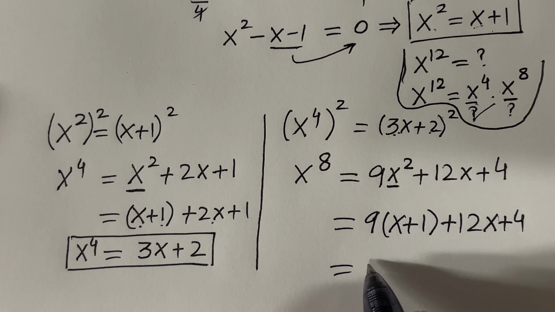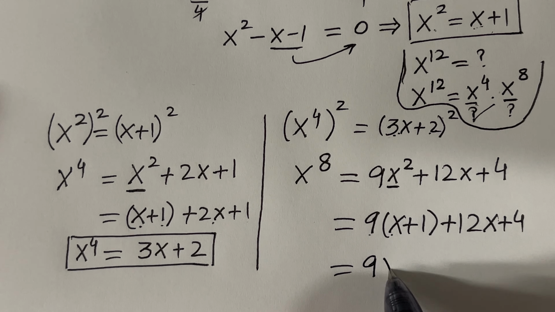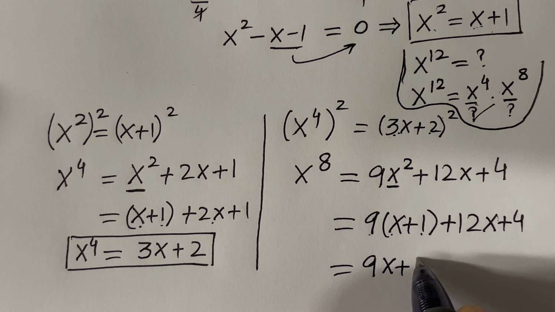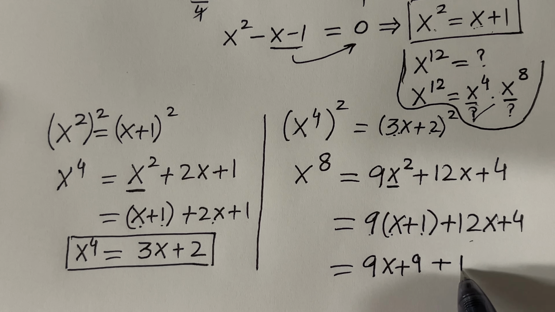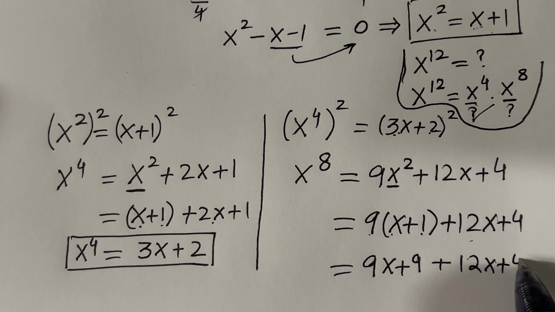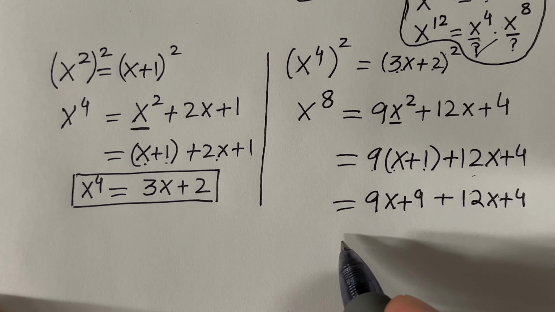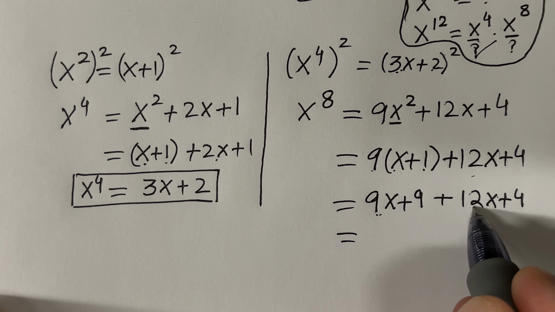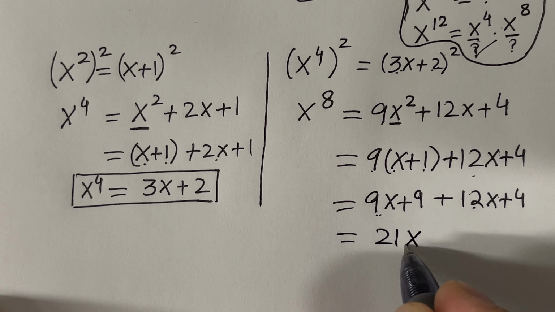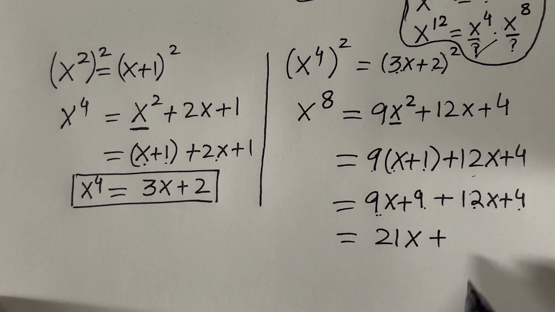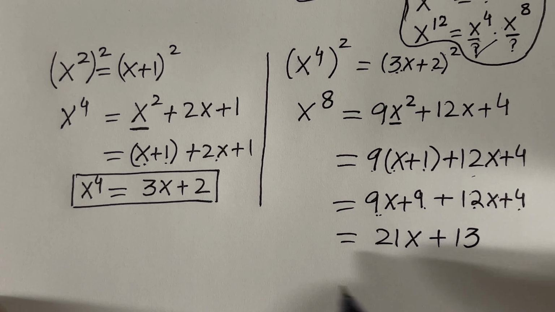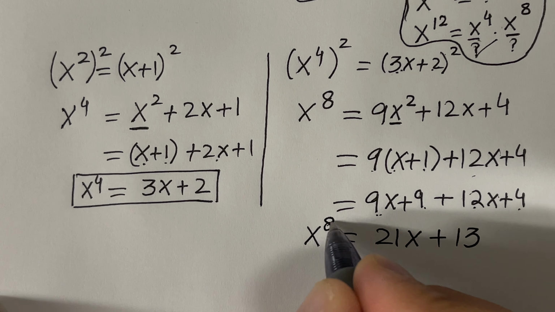And let's multiply 9. 9 times x is 9x. 9 times 1 is 9. And here we have 12x plus 4. And if you simplify this guy, then 9 plus 12 is 21x, plus 9 plus 4 is 13. So this is x raised to the power 8.